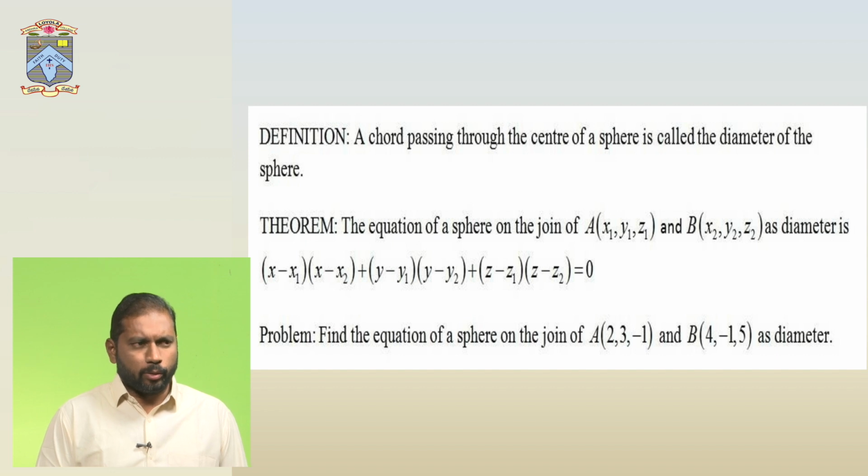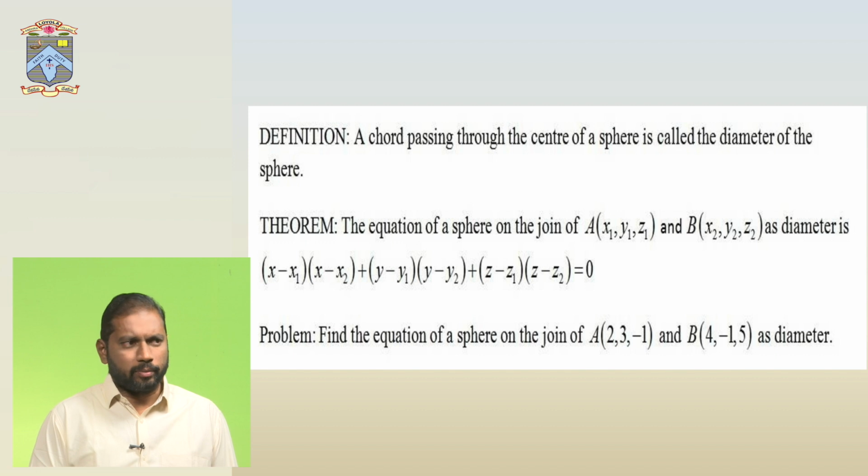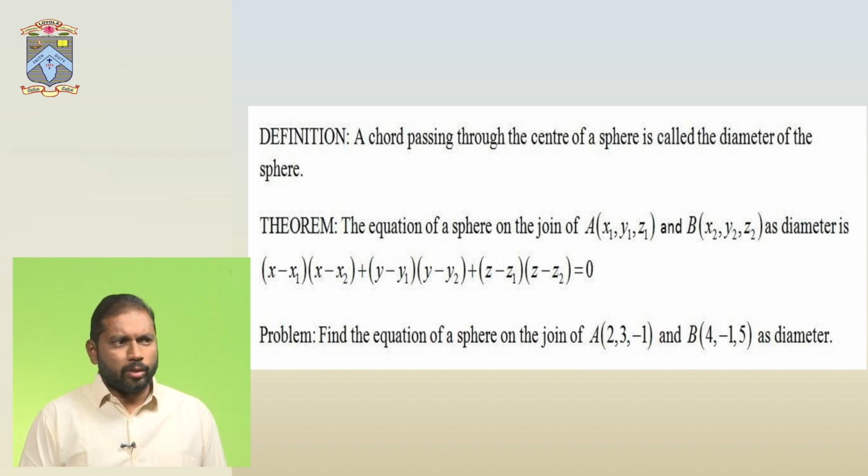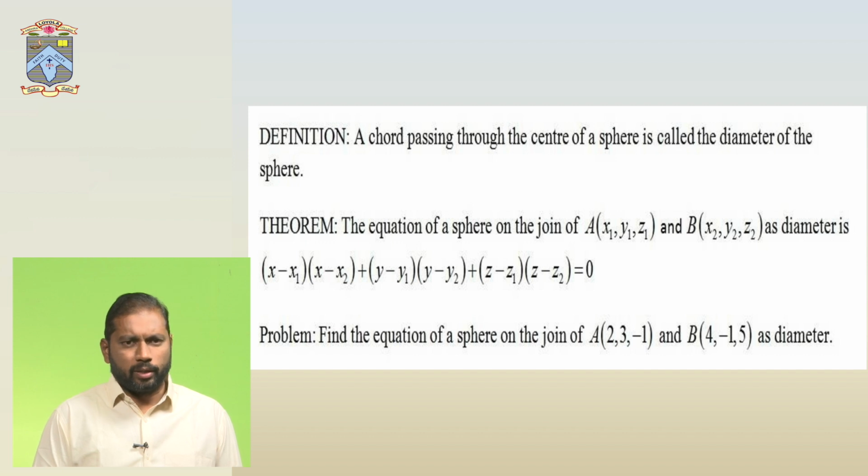Now we are going to find the sphere equation by using the endpoints of the diameter. For that we are going to use this theorem. The equation of the sphere on the join of 2 points A(x1, y1, z1) and B(x2, y2, z2), these 2 points being the endpoints of the diameter, is (x - x1)(x - x2) + (y - y1)(y - y2) + (z - z1)(z - z2) = 0.